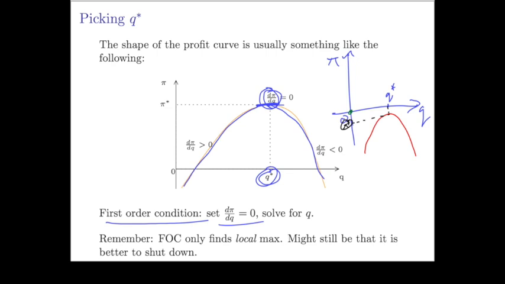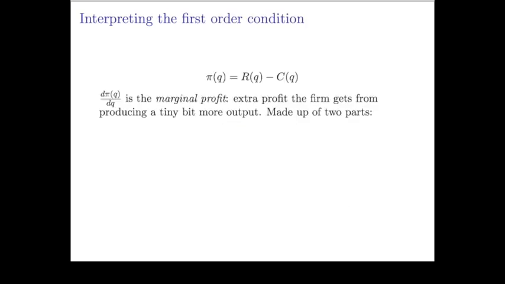For the moment though, we won't worry about this, and we'll come back to that in a little while. So we'll focus on the first order condition and worry about the shutdown rules later. So let's look at that first order condition. Remember, the profit function is just the revenue minus cost. The derivative of the profit function is the marginal profit. So it's the extra profit you get from a tiny bit more of output.